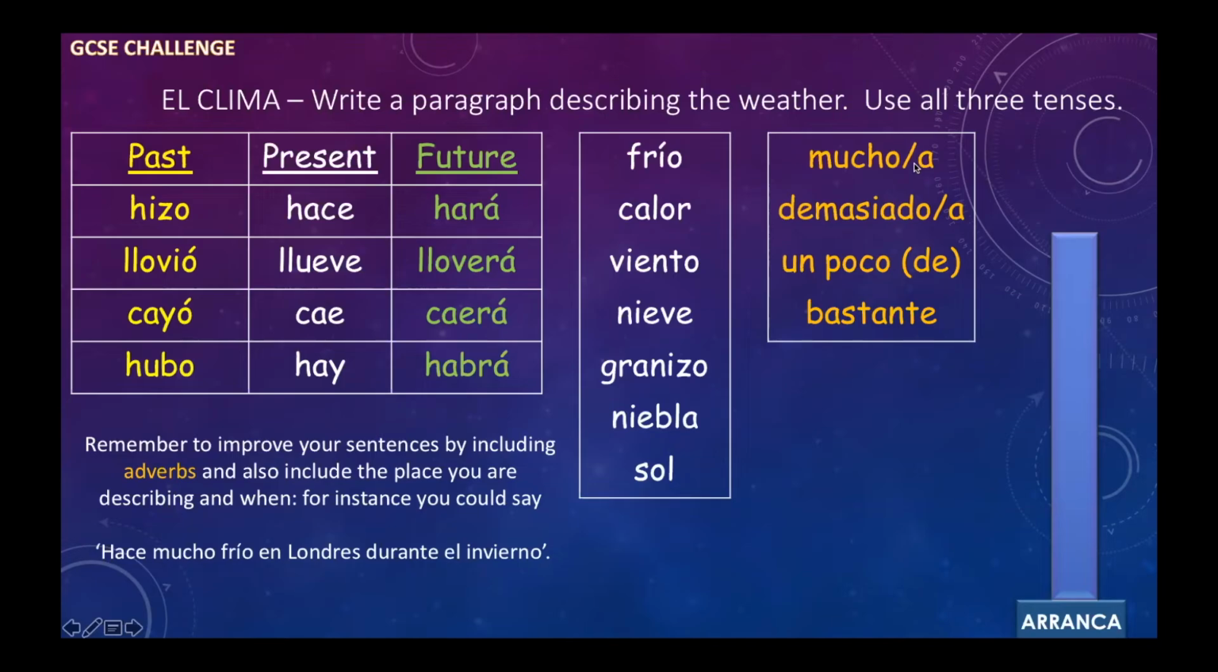And basically, look at this example that I have here. Hace mucho frío. But also, why don't you try and include where and when? So, for instance, here I've got en Londres durante el invierno. That will make your sentence stand out a lot more. So, off you go and try to make the best out of this exercise.